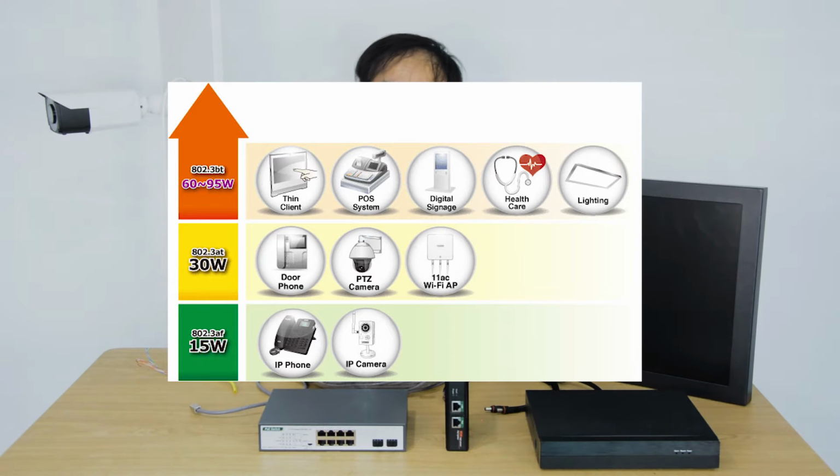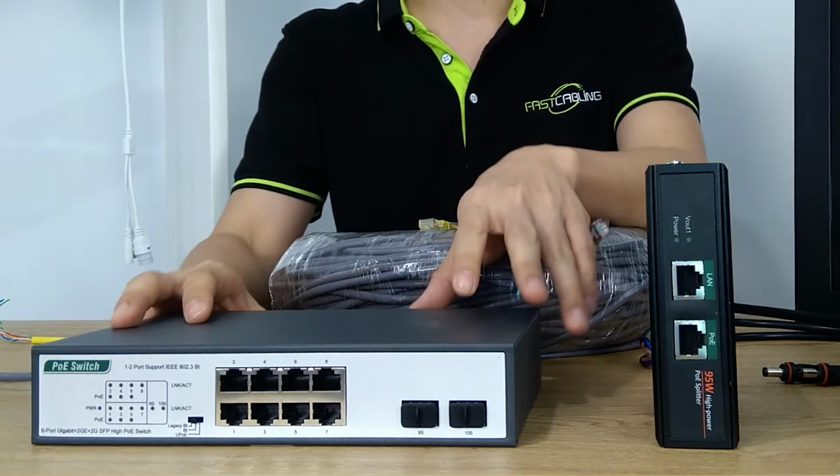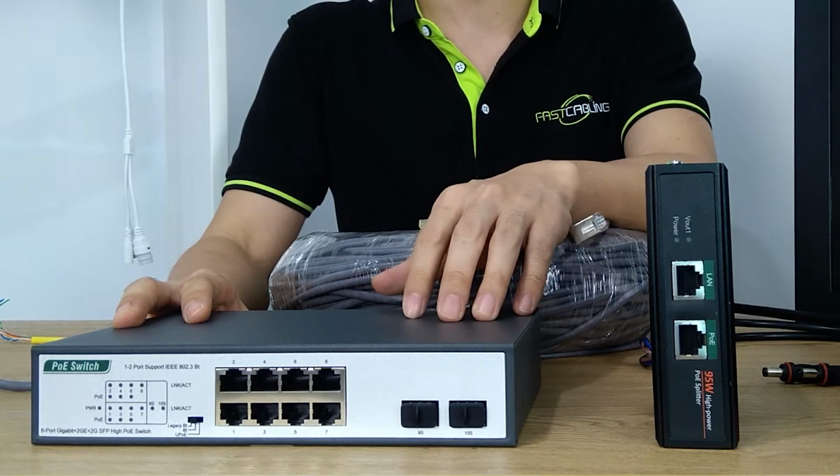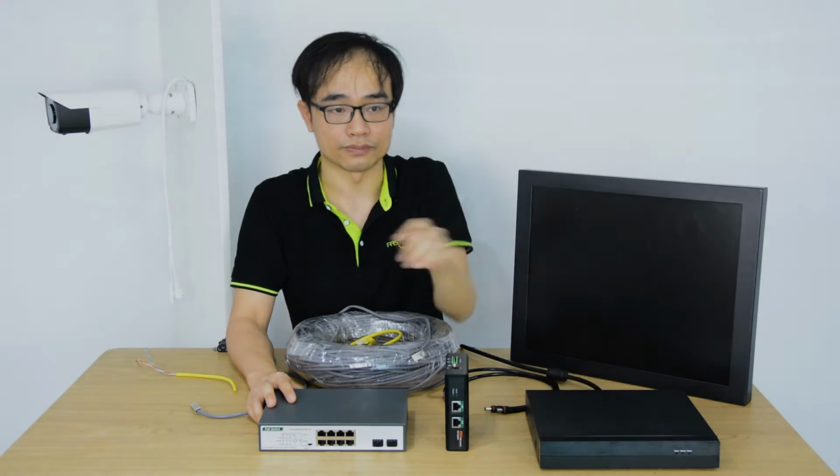So what can we do with such high power? Now powering cell and base stations, POS machines, LCD displays, and access control becomes possible. In this video, I'm going to demonstrate how to use the 95 watt PoE switch to send the power and data to supply both an LCD display and the NVR together.